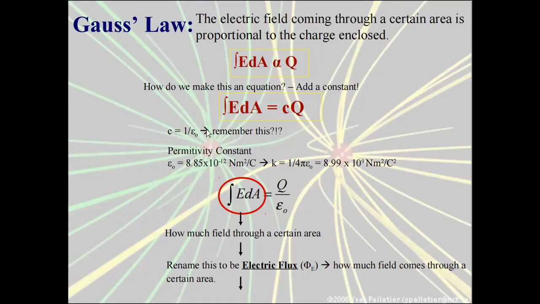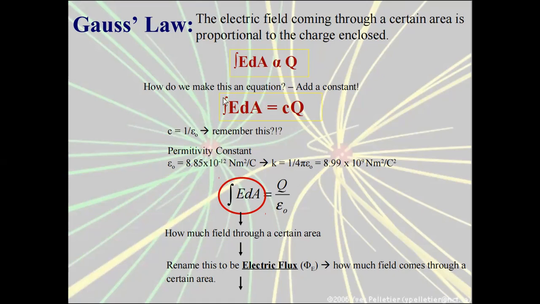Okay, but epsilon naught means what? It is the permeability constant, 8.854 × 10^-12 Newton meter square per Coulomb. And we can choose k equals 1 by 4 pi epsilon naught, which is Coulomb's constant, and it equals 8.99 × 10^9 Newton meter square per Coulomb square.